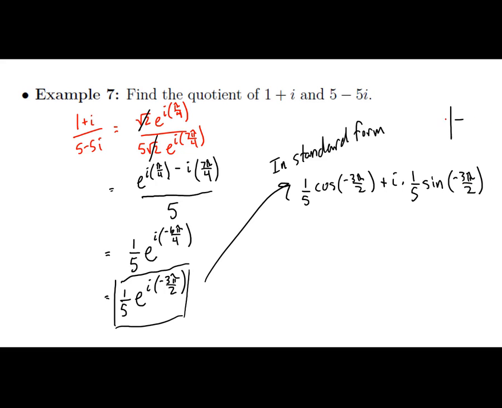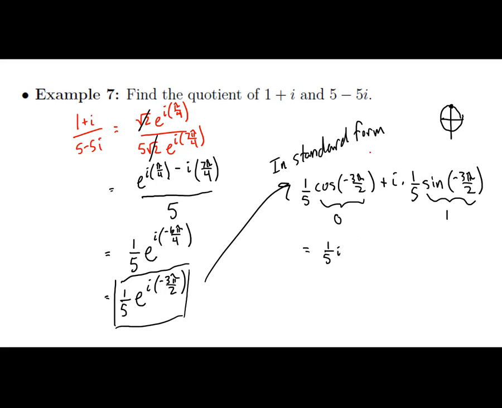So thinking about the unit circle for a second here, the cosine of negative 3 pi over 2, so negative 3 pi over 2, I'm going to go in the clockwise direction, 3 pi over 2, so that puts me right here. So what that means is that the cosine is 0, and the sine is 1. So this equals just simply 1/5 I.